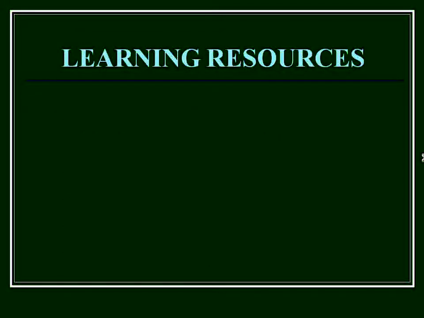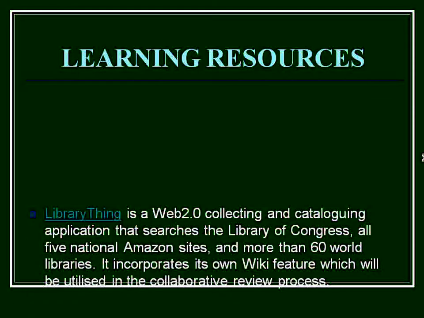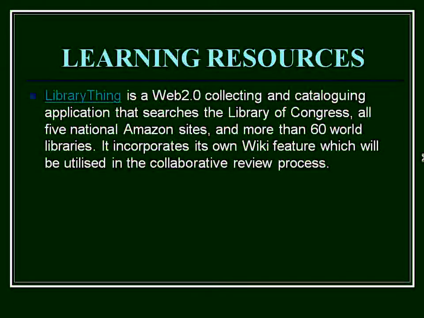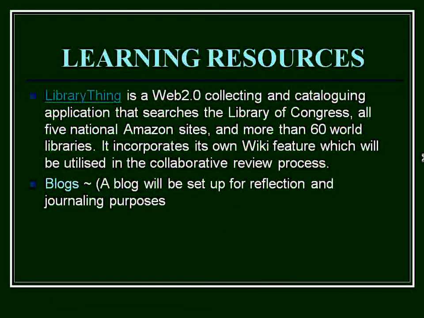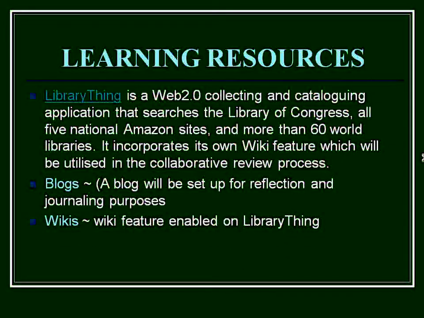The learning resources are taken from Web 2 applications. We will use LibraryThing, which is a Web 2 collecting and cataloging application that searches the Library of Congress, all 5 national Amazon sites, and more than 60 world libraries. It incorporates its own wiki feature, which will be utilized in the collaborative review process. A blog will be set up for student reflection and journaling purposes. We will also use the wiki feature, which is enabled on LibraryThing.